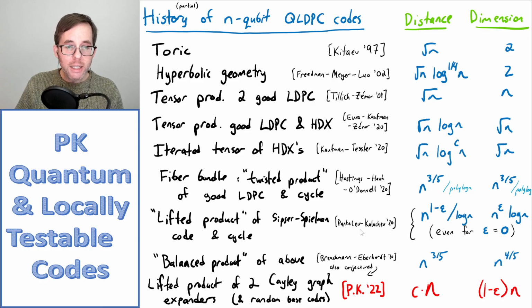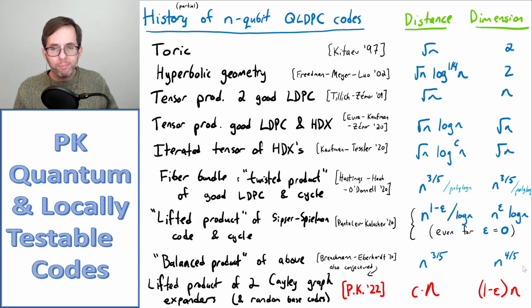After that, I'd like to mention that Breuckmann and Eberhardt generalized the notion of products in this Panteleev and Kalachev paper, and they achieved a code with distance n to the 3/5 and dimension n to the 4/5, which actually matches this trade-off for a specific value of epsilon.